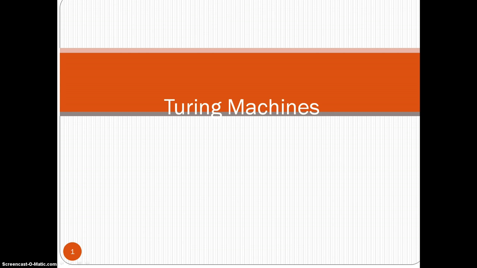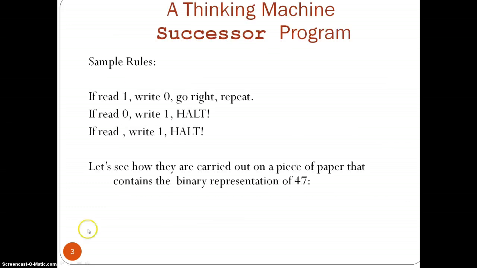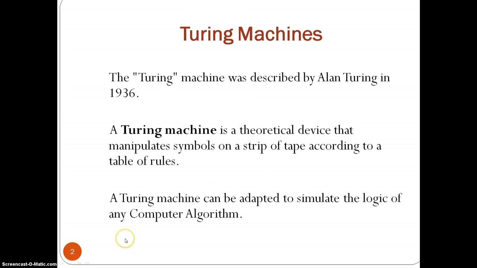The topic for today is Turing machine. The Turing machine is a machine that is designed for Type 0 language, and the Turing machine was described by Alan Turing in 1936. A Turing machine is a theoretical device that manipulates symbols on a strip of tape according to some table of rules.